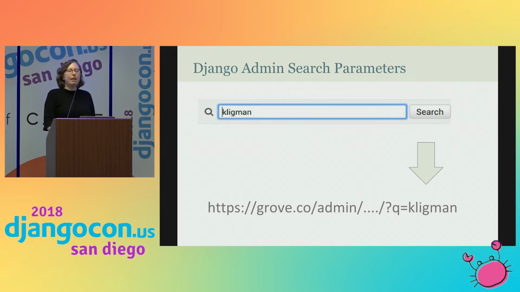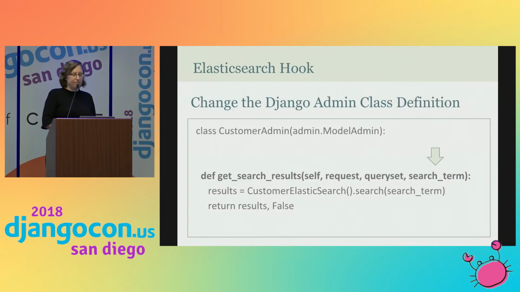Hooking it into the admin is also pretty simple. So when I perform a full text query search, Django uses, in this case for us, the Q parameter. I can then hook it into the class definition. There is a function called get_search_results that will take a parameter. We can then take that query, those query terms, ship them off to Elastic, and then receive the result set back, rehydrate it into a query set, and ship it into the admin. It's actually this simple to do it.